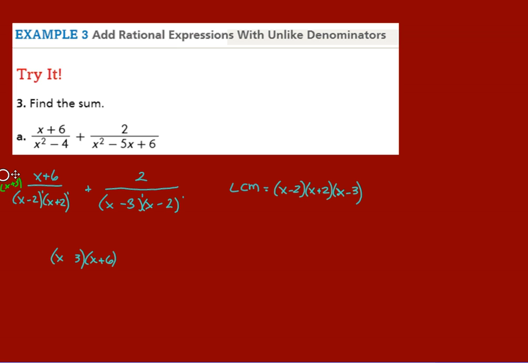Sometimes you make a little bit of mistakes. It's okay, as long as you catch them quick. Alright. And this one needs an x plus 2. So I need to multiply the top and bottom here by x plus 2. So I'm going to get over here 2 times x plus 2. And it's all over our least common multiple, or our common denominator, x minus 2, x plus 2, x minus 3.